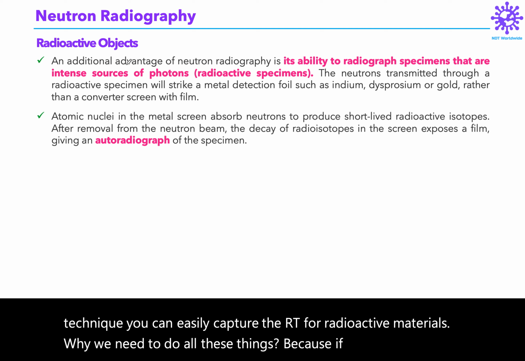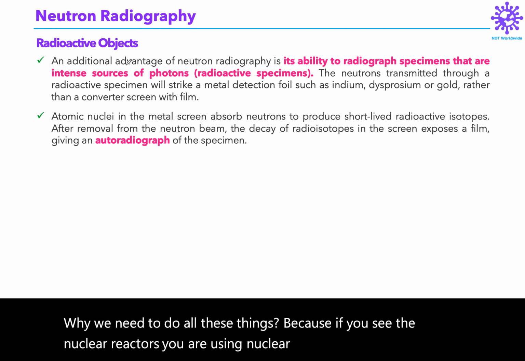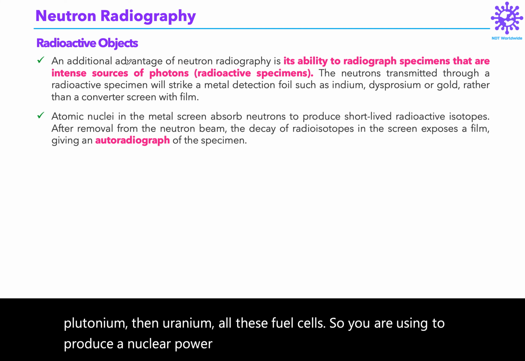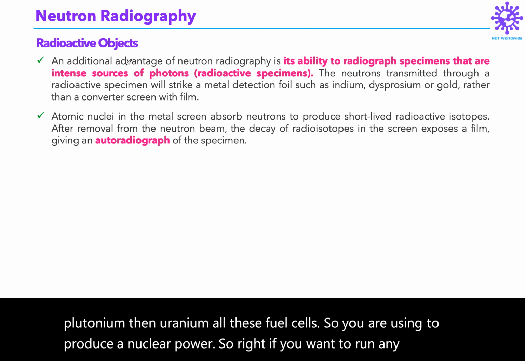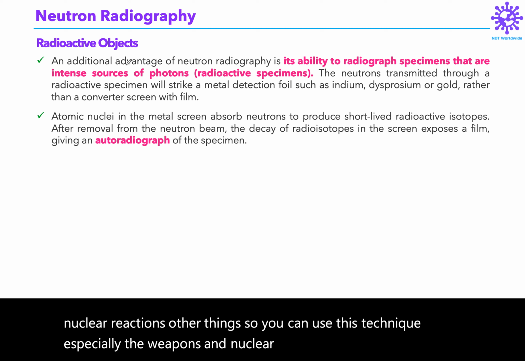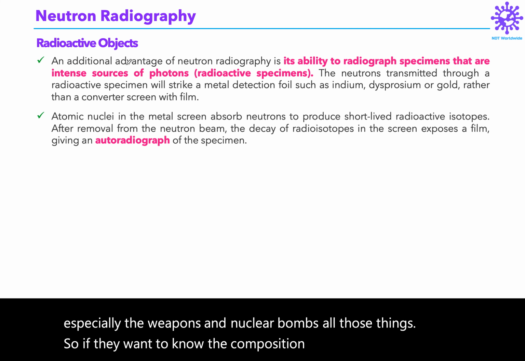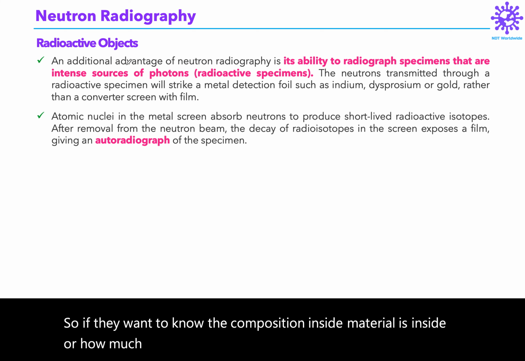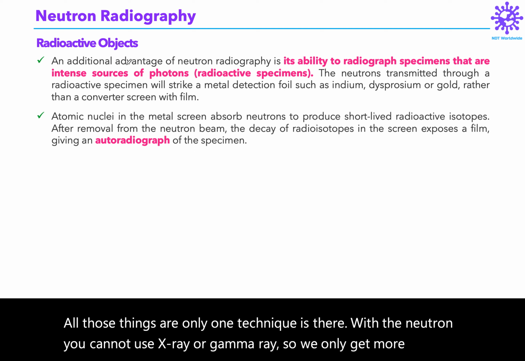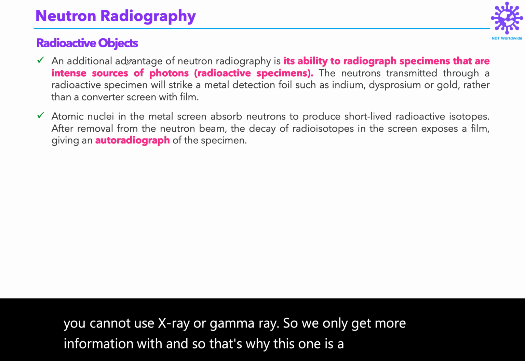Because in nuclear reactors you are using nuclear fuel cells, plutonium, uranium, all these fuel cells to produce nuclear power. If you want to run nuclear reactions and other things, you can use this NR technique, especially for weapons, nuclear bombs. If they want to know the composition inside, what material is inside, or how much explosive material there is, only one technique is there: the neutron. You cannot use X-ray or gamma ray, so we only get more information with NR. That's why this is a more useful technique.